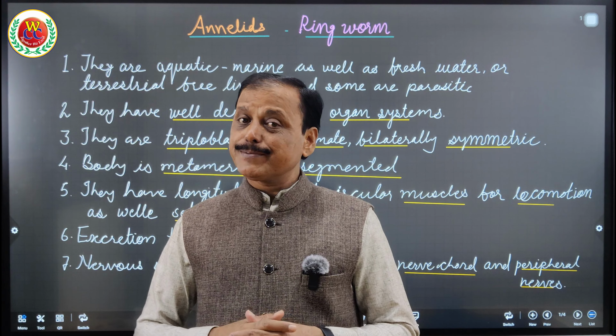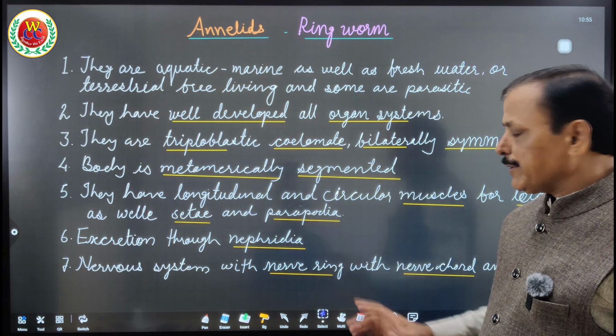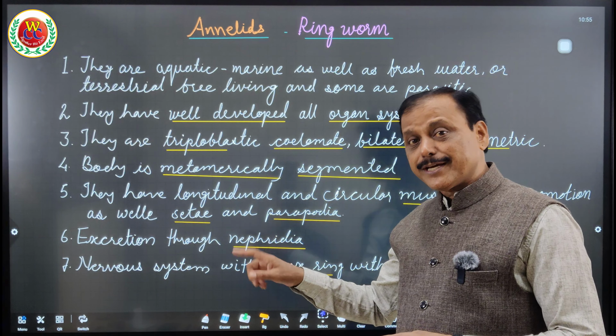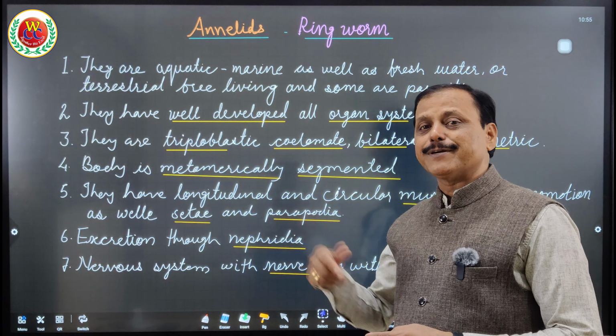That is excretion through nephridia. Earlier it was protonephridia. Now protonephridia evolved into nephridia, having a nephrostome and nephridiopore, a long tubular structure which is used for reabsorption of important content and release of the waste material. They have three types of nephridia: pharyngeal nephridia, integumentary nephridia, and segmental nephridia.